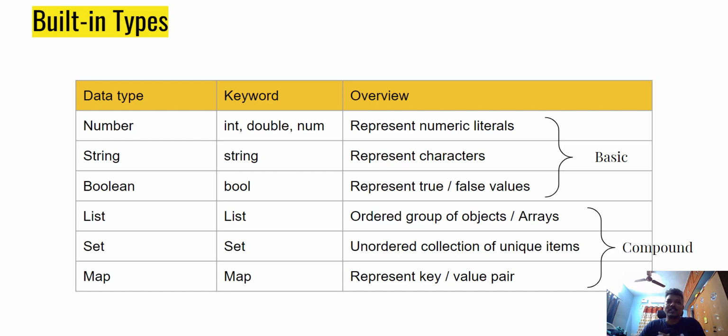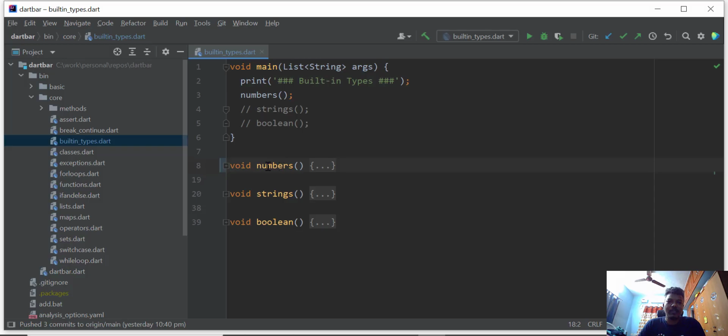And in the next section, we will be covering more deeply the remaining data types: list, set, and map. Okay, let me explain in more detail about these three default data types, number, string, and Boolean. Let me see the code.